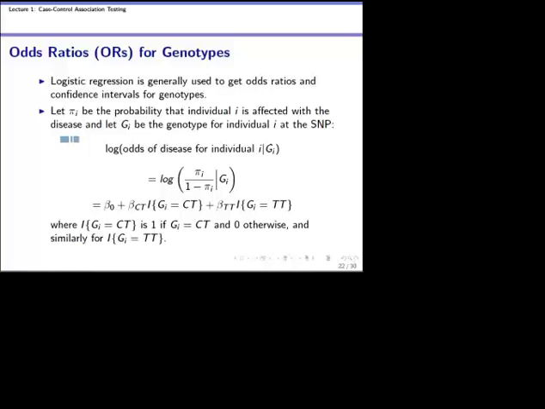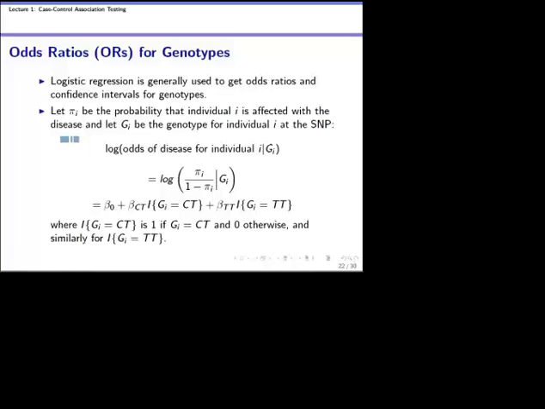So for logistic regression, we model the log odds of disease, log of pi over 1 minus pi, equal to beta naught plus beta CT times the indicator that the genotype is CT, plus beta TT times the indicator TT. So this means that for person i, given this individual has the CC genotype, the log odds is beta naught. Let's just assume that we're in a setting where it's a case-control study. So it's beta naught, for example.